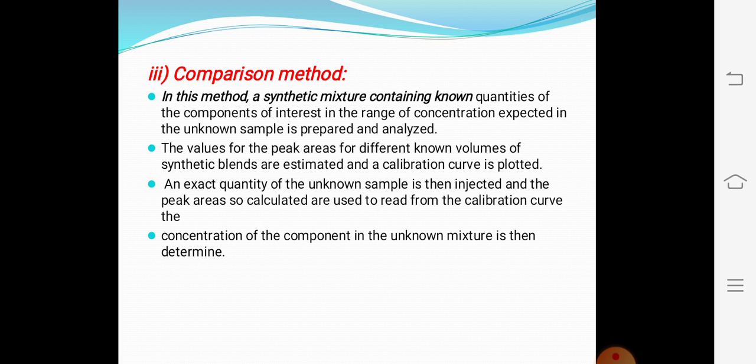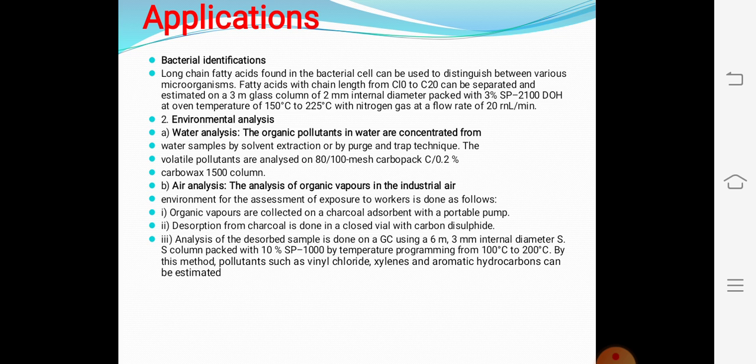Third is the comparison method. In this method, a synthetic mixture containing known quantities of the component of interest, in the range of concentration expected in the unknown sample, is prepared and analyzed. The peak areas for different known volumes of the synthetic blend are estimated and a calibration curve is plotted. An exact quantity of the unknown sample is then injected and the peak areas so calculated are used to read from the calibration curve, and the concentration of the component in the unknown mixture is then determined.